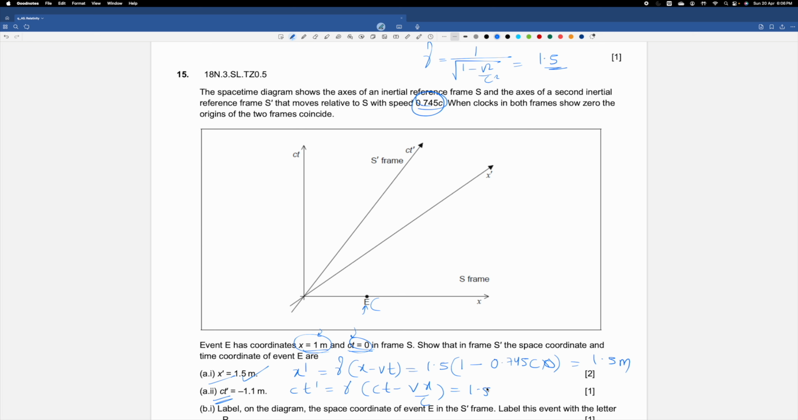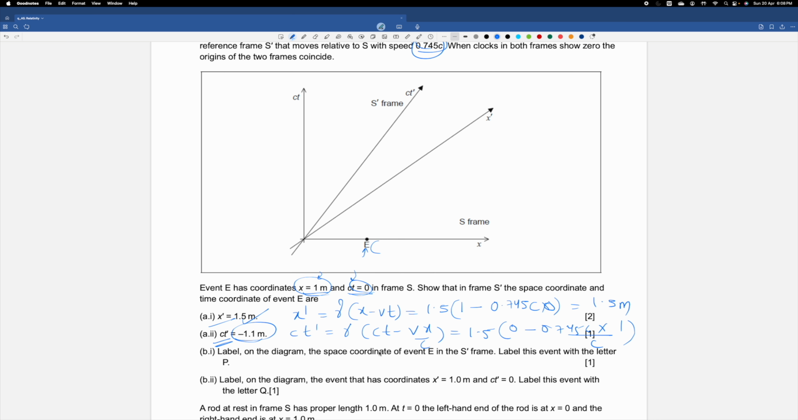Next, CT prime is given by CT prime equals gamma times (CT minus Vx over C). Gamma is again 1.5. The value of CT is 0, minus V, which is 0.745 C, times x, which is 1, over C. Substituting this and calculating will give you negative 1.1 meters.